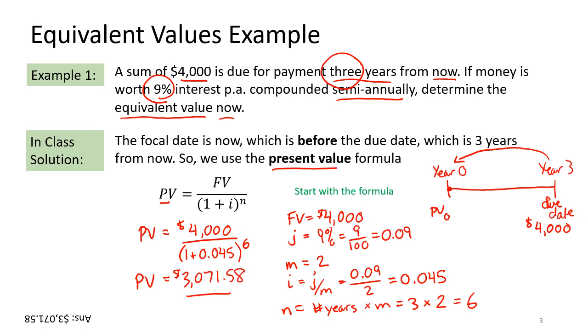When we calculate that out, we get a present value of $3,071.58. And we stop and think, does this value make sense? Well, if we have a sum of money that's worth $4,000 3 years from now, it would be worth less today because you're earning interest on it. So that number makes sense.